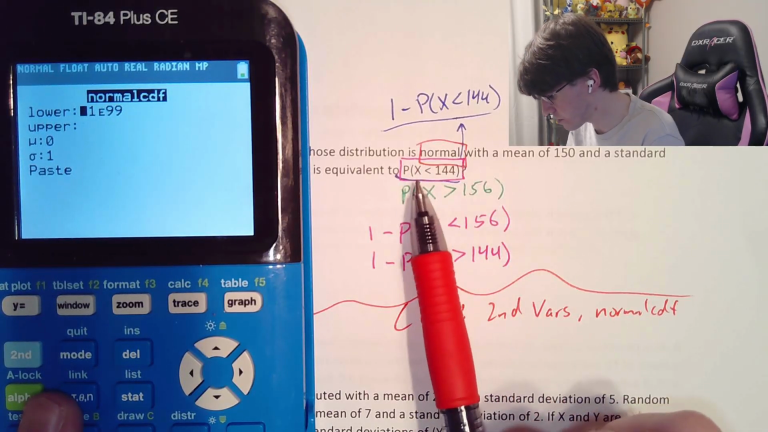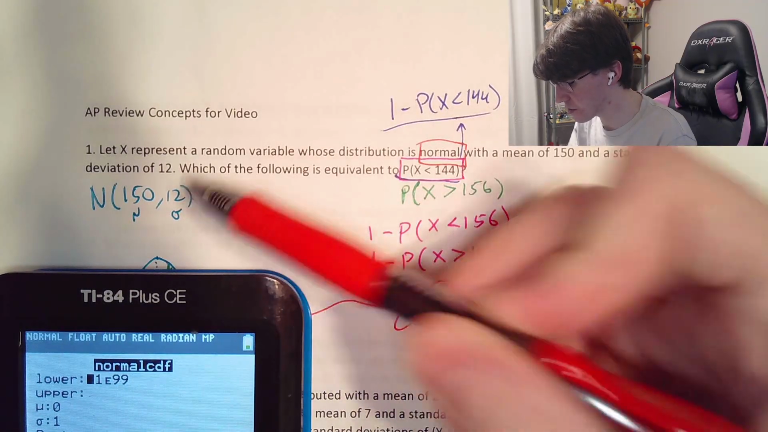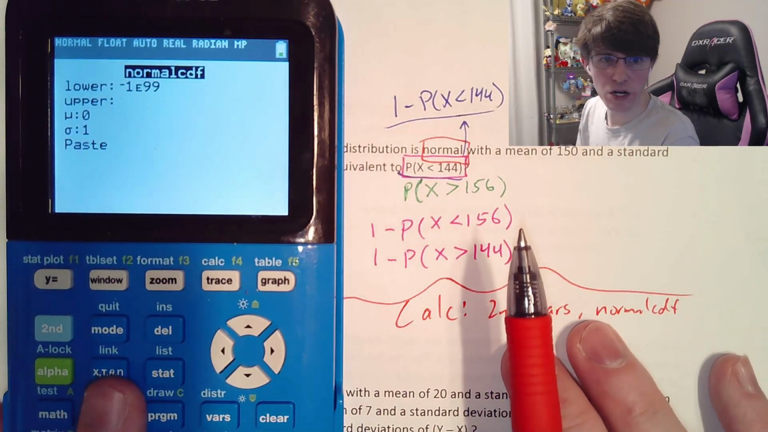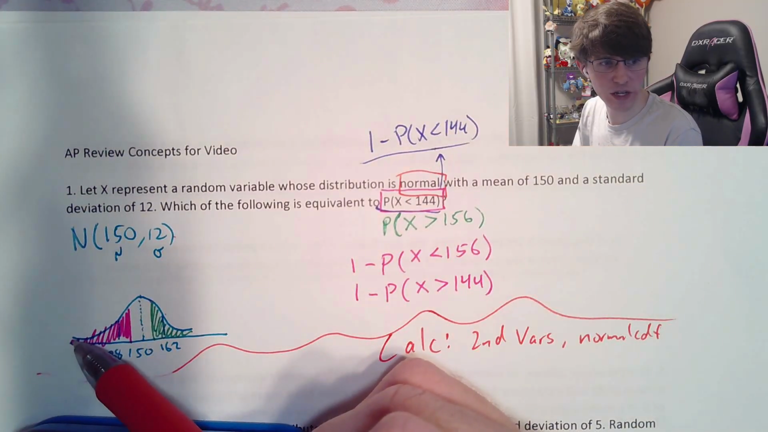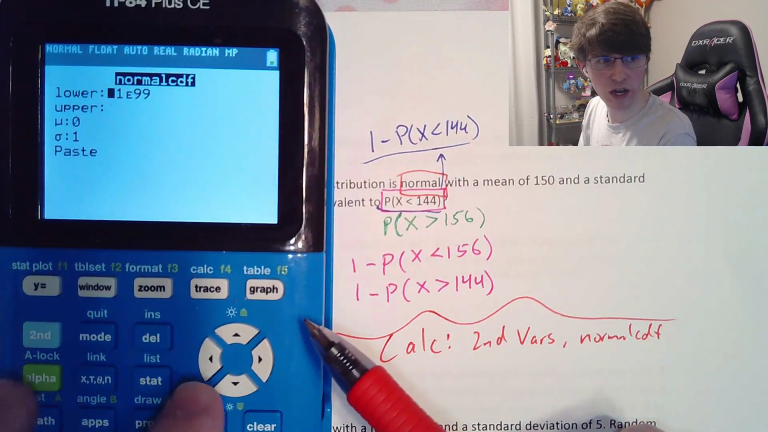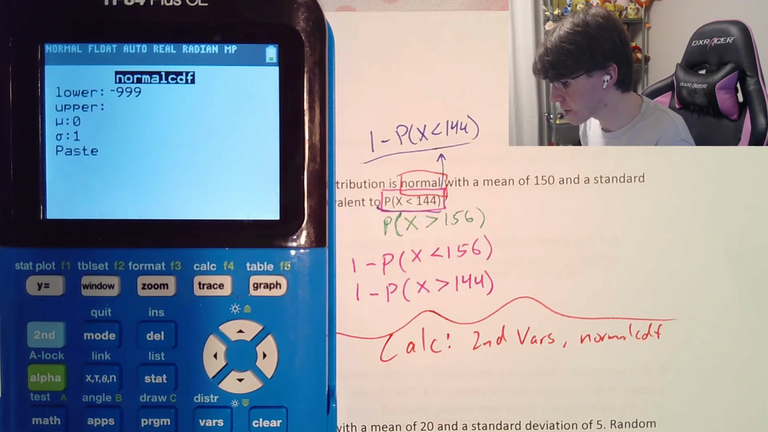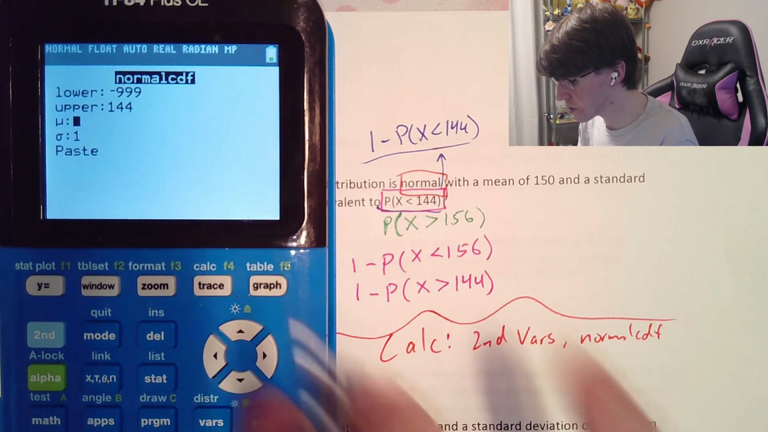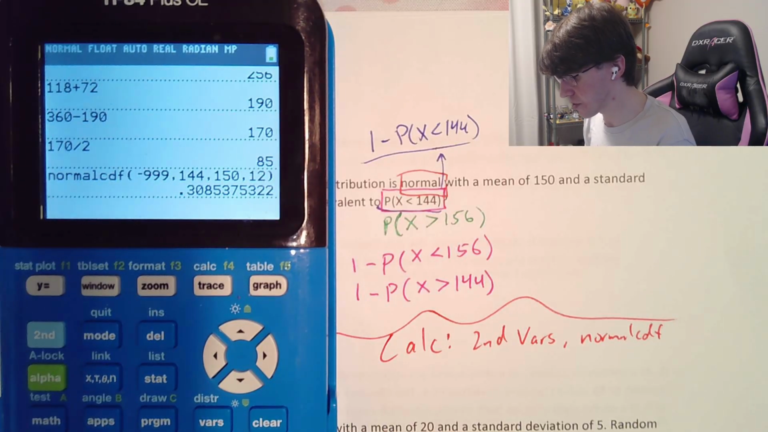So like the original probability was x less than 144 with our mean of 150, our standard deviation of 12. So we're trying to do less than 144. Less than 144 visually goes all the way off to negative infinity. It's this pink one, all the way up to 144. So we can leave that -1 there. However, I kind of like putting -999 for myself. It's just what I like doing. And then for the upper part, we have 144. Our mean is 150. Our standard deviation is 12. And we're going to go ahead and paste, and we get this 30%.